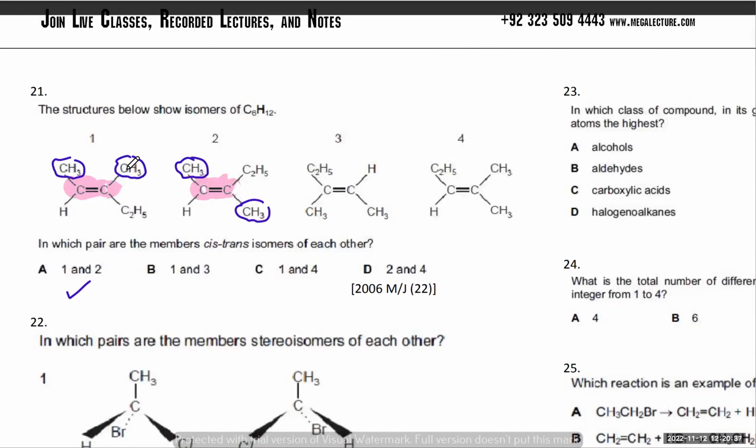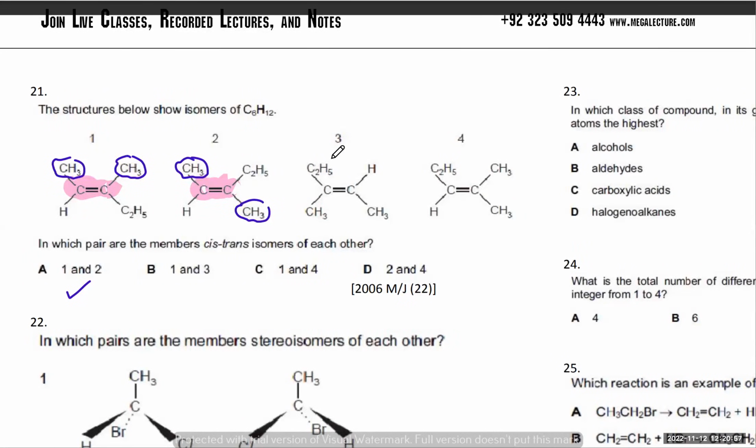What is wrong with 1 and 3? Which version is which? Okay, 1 and 3. Look at 1 and 3. Are they isomers of each other? First thing, tell me. No, sir, they are the same. It's exactly the same molecule.